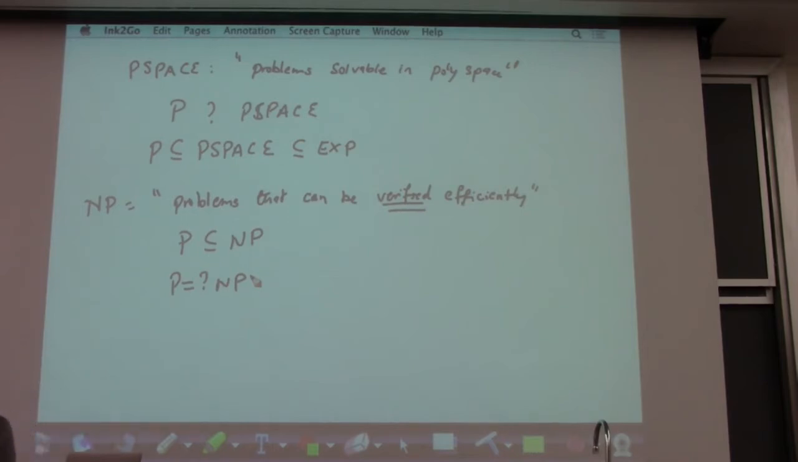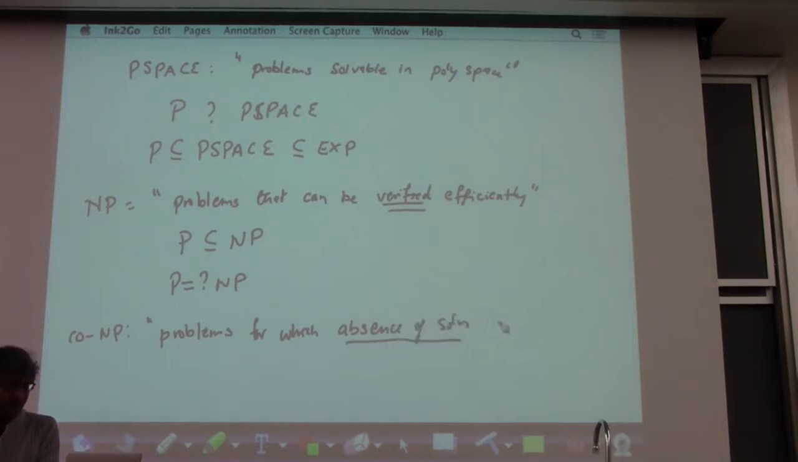Okay? All right. So we said P is the set of problems that can be computed efficiently, which means polynomial time. NP is the set of problems that can be verified efficiently. That means if someone gave me the answer, I could check it in polynomial time. There's a related class which is called co-NP, which is kind of interesting, which is problems for which the absence of a solution can be verified efficiently.